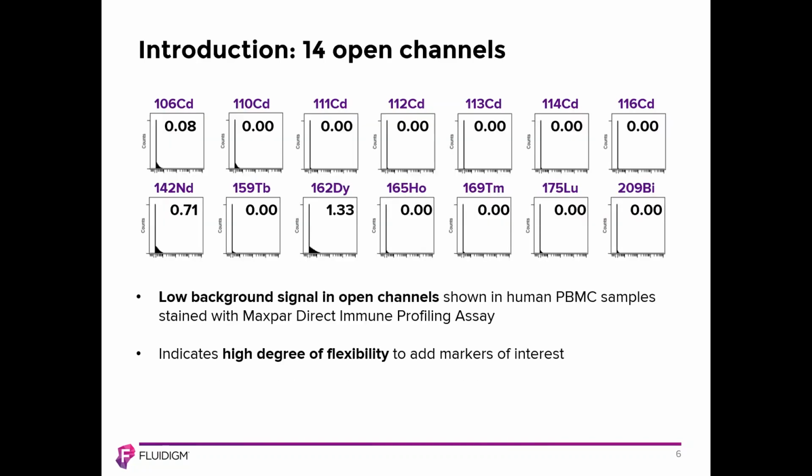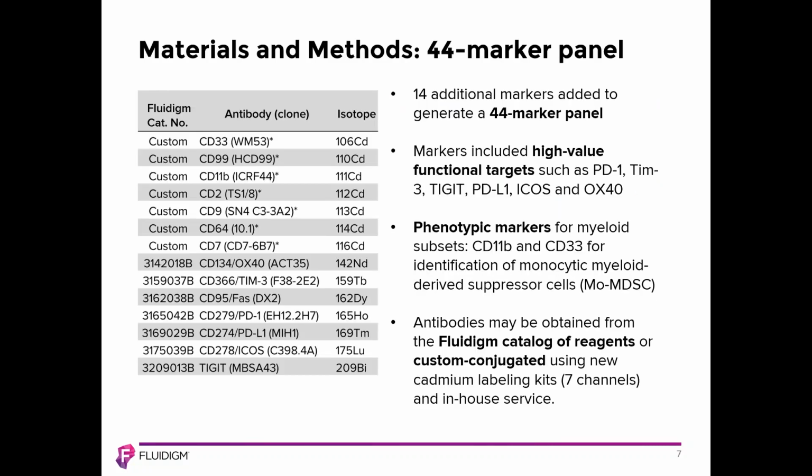I'd also like to tell you that the 14 open channels that were shown in the previous table exhibit minimal signal spillover in a sample stained with the 30 markers, really suggesting that when a user adds a marker in here, it can result in the generation of high quality data, which will allow for high resolution analysis of their data as well. In this particular poster, we demonstrate that we added 14 antibodies as tabulated over here.